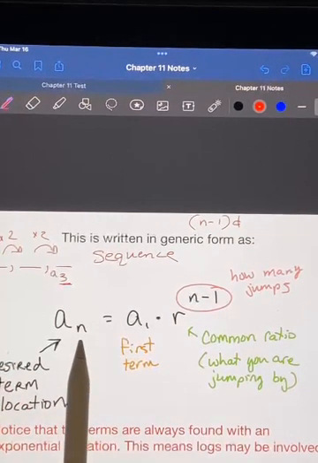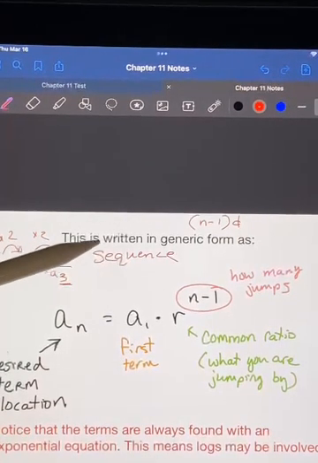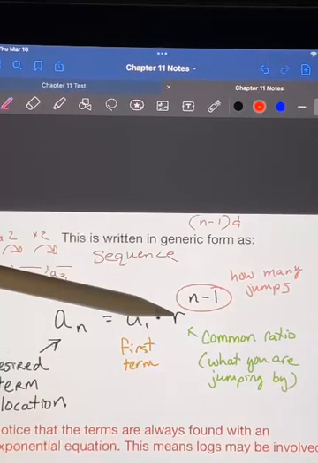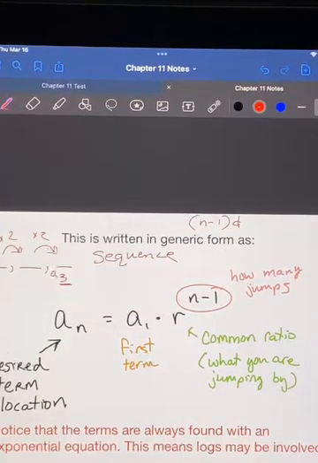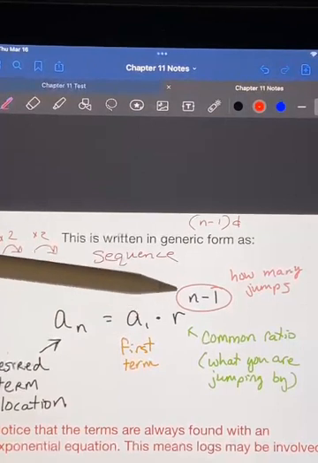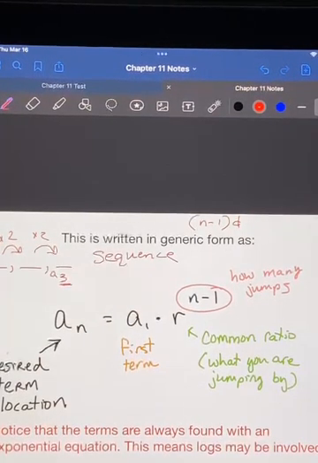So our generic form is for any term. So I can find any location in that entire sequence. We always take our very first term and then we're going to jump a certain number of times. We're going to jump a certain number of ratios, and however many jumps we have is going to be that exponent. So our first term times our common ratio raised to the number of jumps that we have.